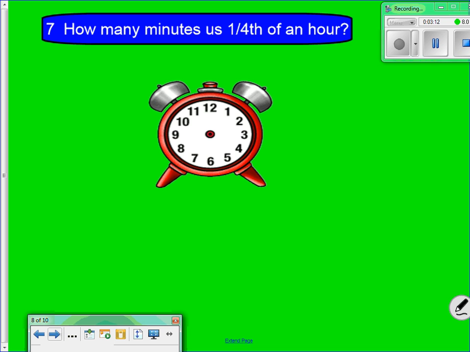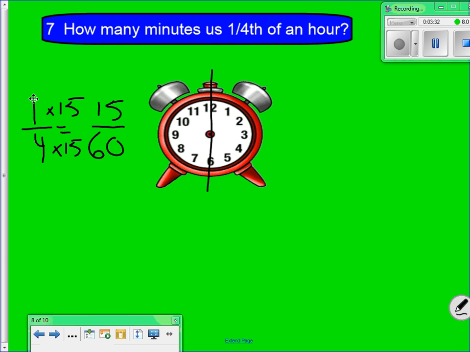How many minutes? That's a typo. Is 1/4 of an hour. How many minutes is 1/4 of an hour? Well, I could use this clock right here, or I could just go 1/4 equals, how many minutes are in the whole? 60. I'm going times 15. Times 15 gives me 15 minutes. If I didn't have this clock, I can split it in half. 1/4 would be this shaded part, which would be 15 minutes.